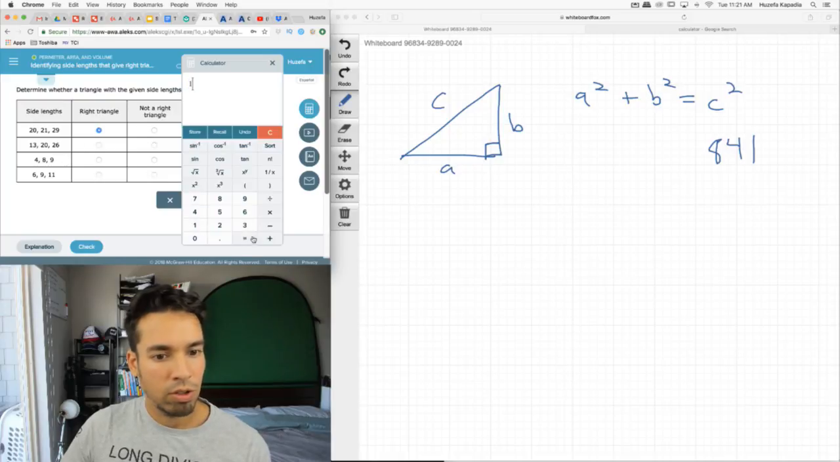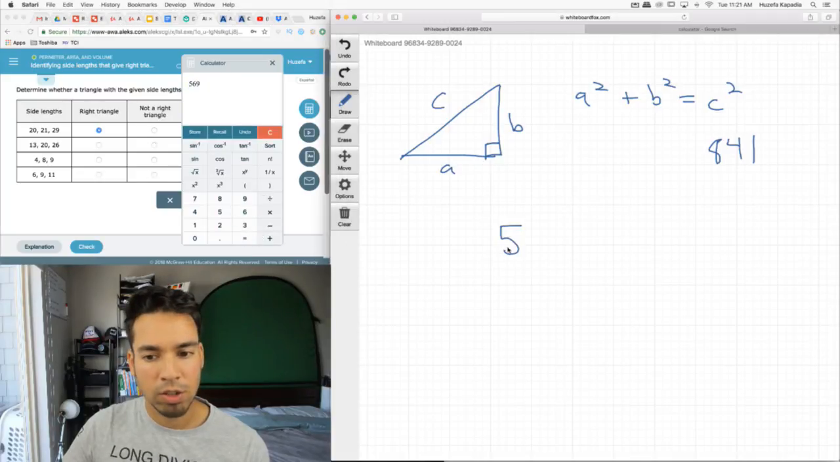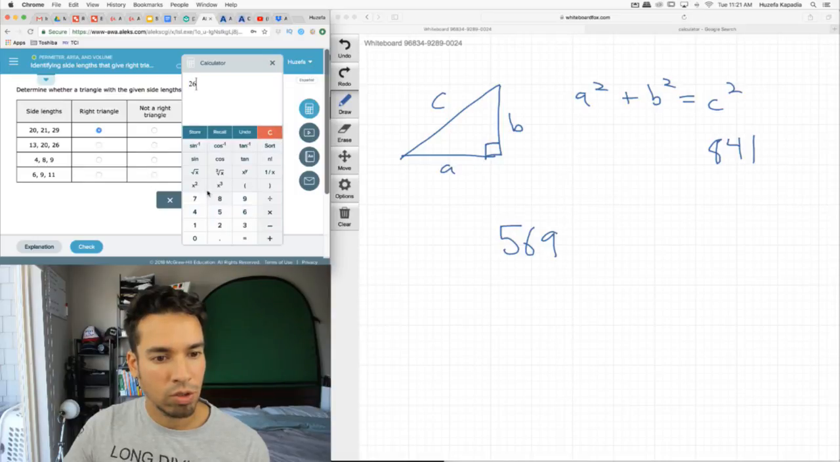Next one, we have 13 squared plus 20 squared, and that equals 569. So a squared plus b squared is 569. And then what is 26 squared? That is 676. They are not equal, so it's not a right triangle.